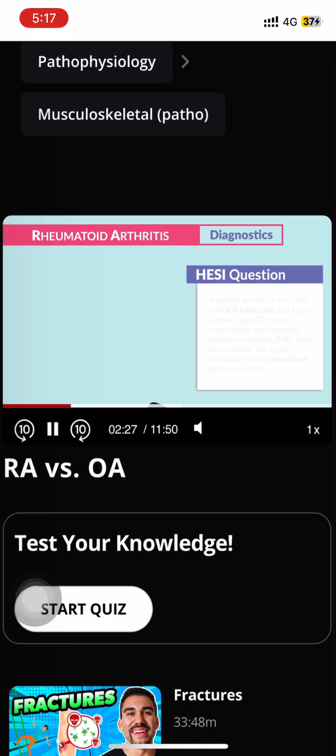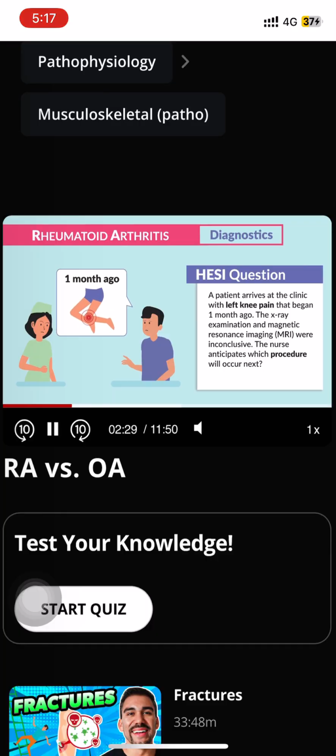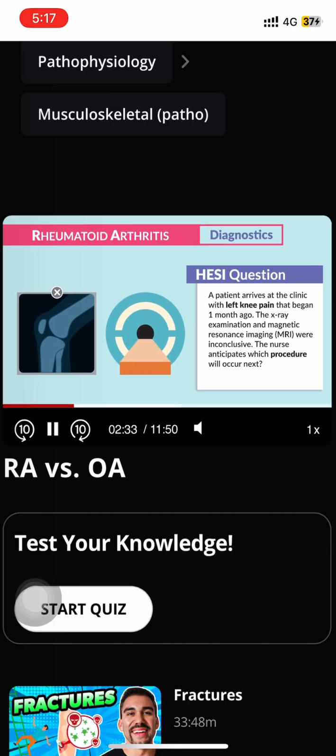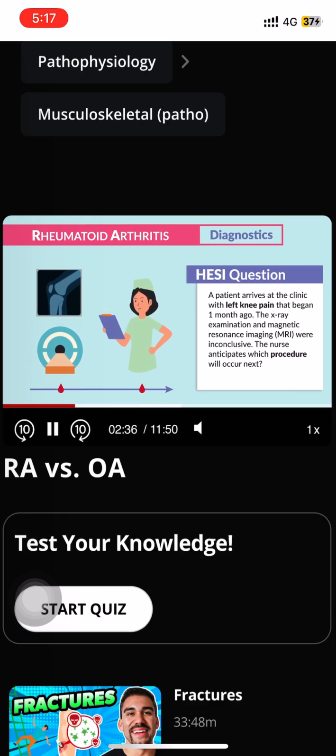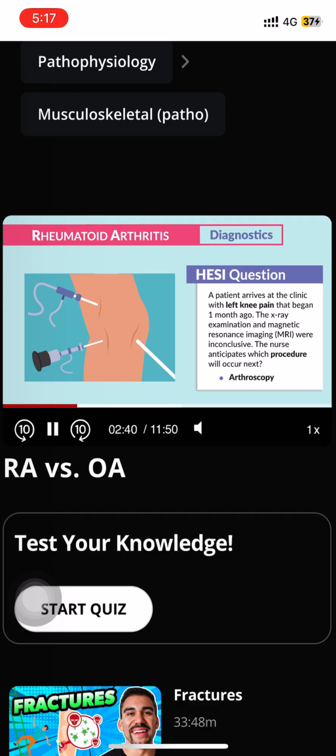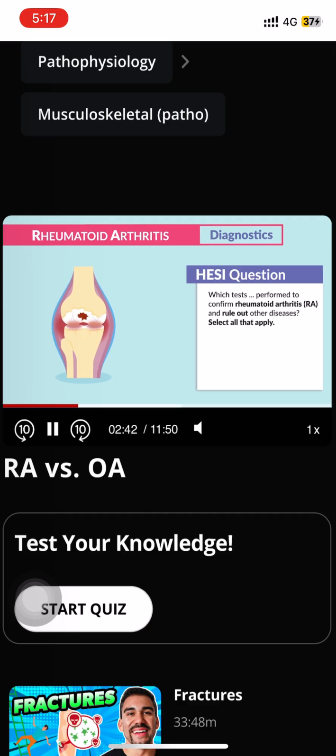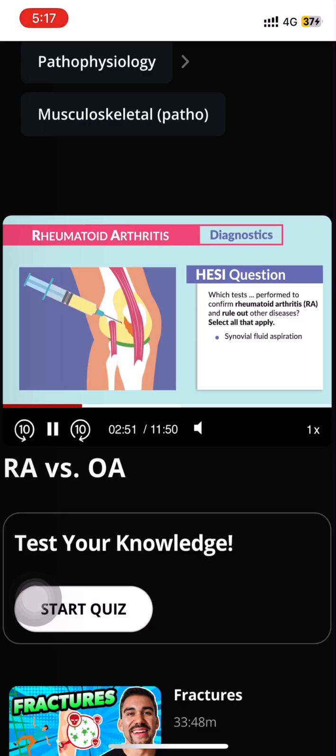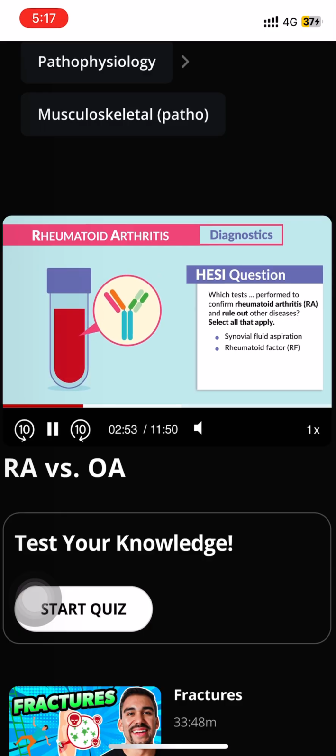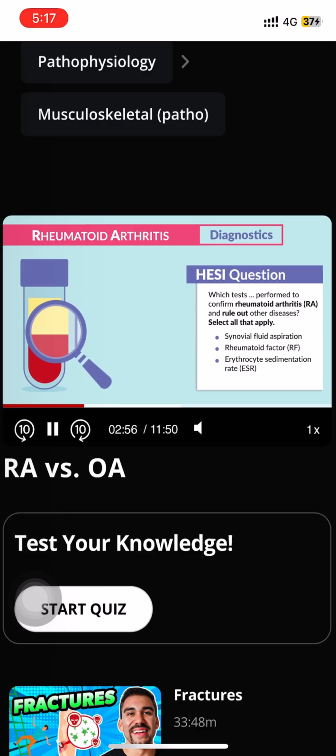So Hesse mentions, a patient arrives at the clinic with left knee pain that began 1 month ago. The X-ray examination and MRI were inconclusive. The nurse anticipates which procedure will occur next, an arthroscopy. And a second question here. Which tests performed to confirm rheumatoid arthritis, RA, and rule out other diseases? Select all that apply. Synovial fluid aspiration, the rheumatoid factor, RF, and the ESR, erythrocyte sedimentation rate.